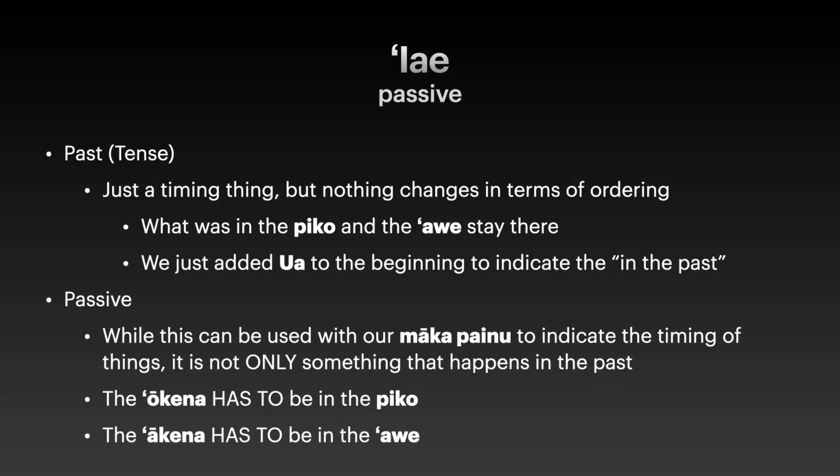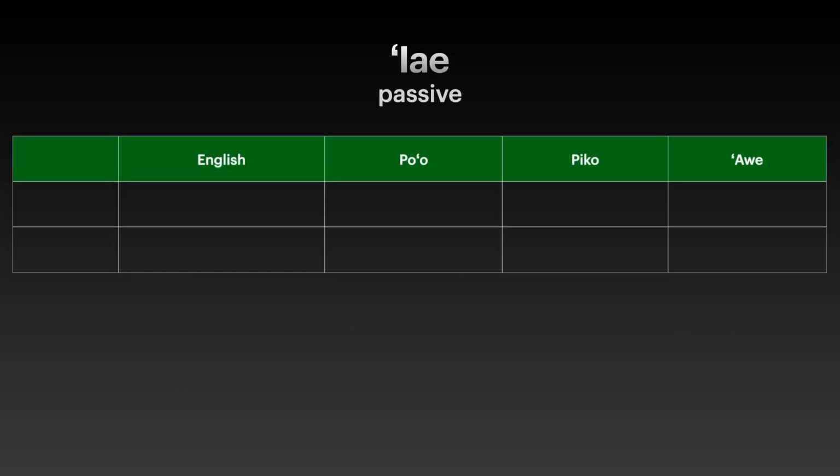Yeah, for this one, for the passive, yeah, for the ʻIae, the ʻOkena has to be in the piko. It cannot be in the ʻAwe, and the ʻAkena has to be in the ʻAwe. It cannot be in a piko. Okay, so you see it with past tense, you have the ability to just change the when something happened. Yeah, the passive, you can, but there's added layers to it. So let's look at some examples.